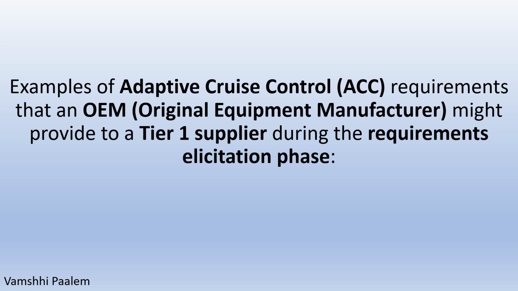But all these things are clearly mentioned in this particular example I am giving. Let me show you what the adaptive cruise control requirements are that an OEM, it may be Mercedes-Benz or a Volkswagen or a BMW, might provide to a tier 1 supplier during the requirements elicitation phase. Okay, this is just an example. What might be the technical requirements?